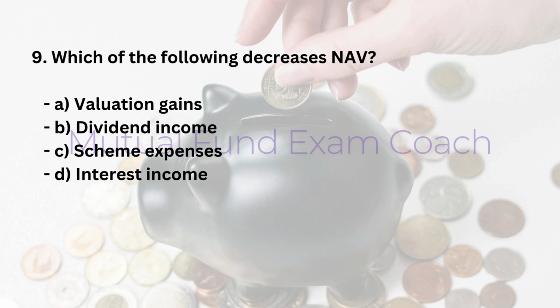9. Which of the following decreases NAV? A. Valuation gains. B. Dividend income. C. Scheme expenses. D. Interest income. Answer, C. Scheme expenses.